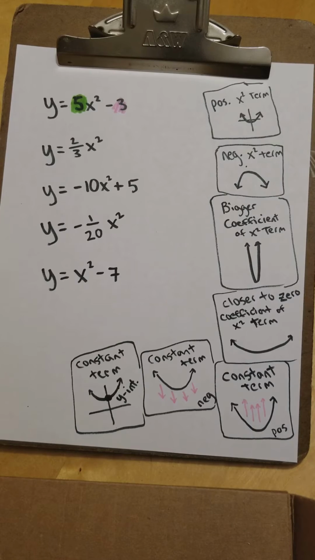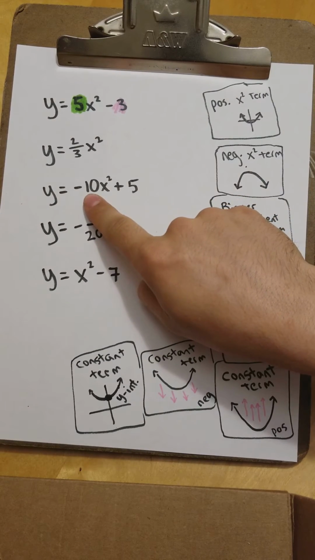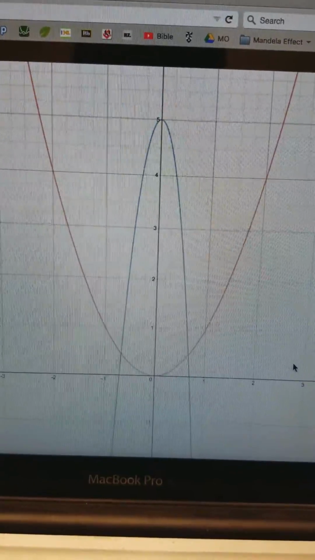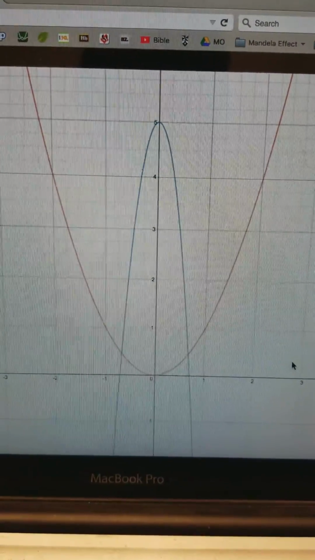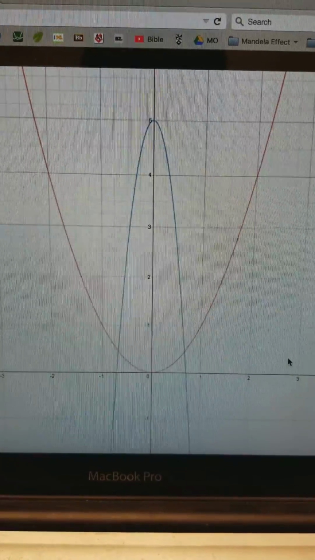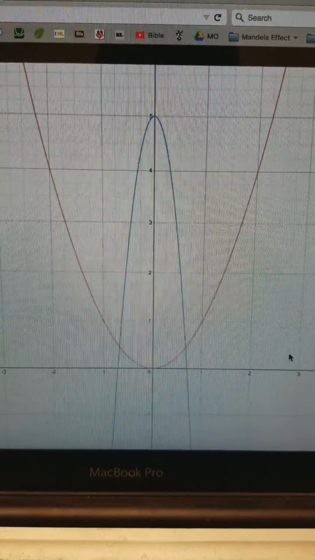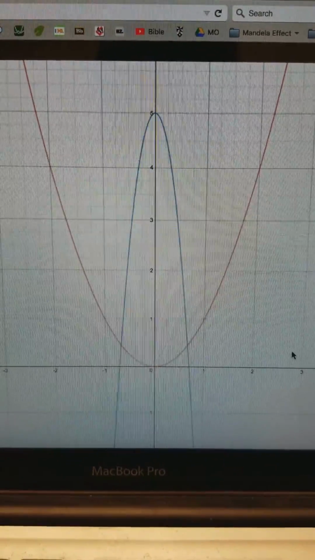The next one, we have y equals negative 10x squared plus 5. We can see negative 10 is actually very steep in the negative direction. That's because it's the exact same shape as 10x squared, but reflected downwards. So very steep in the negative direction, and it's shifted up by the plus 5. So here we can see y equals negative 10x squared plus 5. You see it is very steep and going down, but it also got shifted up by 5, so 5 is the y-intercept.